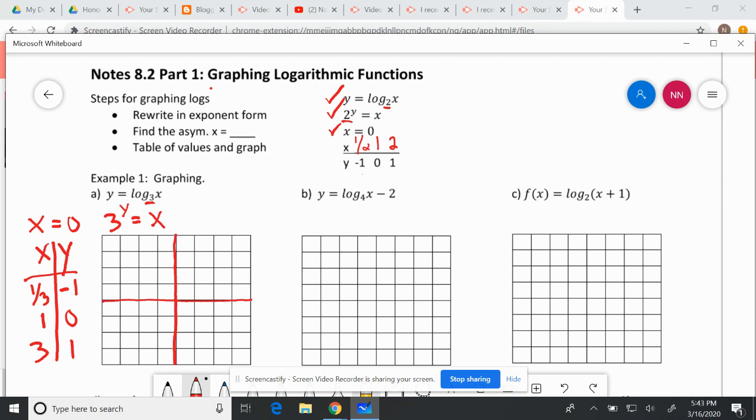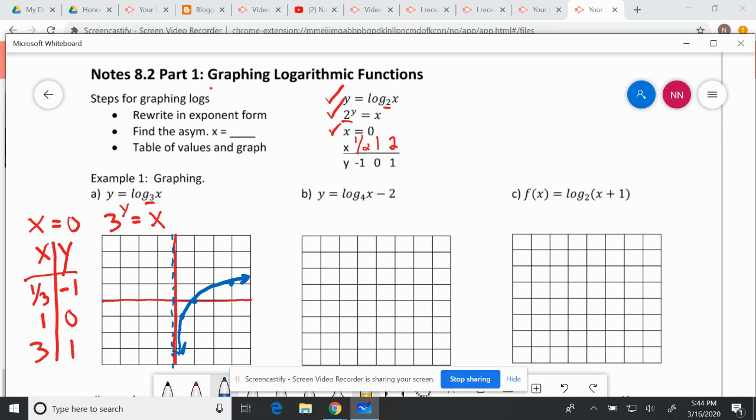We have a vertical asymptote at 0. We're going to plot the 1/3 and -1, the 1 and the 0, and the 3 and the 1. And that right there is our graph.